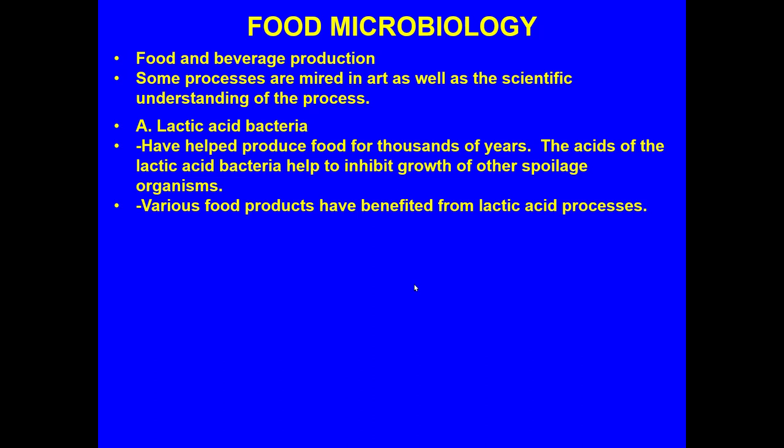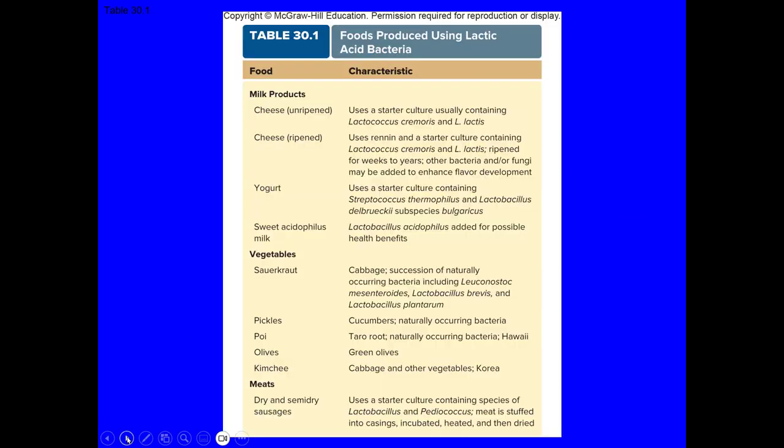First off, lactic acid bacteria. Now, these have helped produce food for basically thousands of years. And they know this for a fact because in some cases they will look at some of the pottery and such, which are really what? A container. And they'll see various remnants of food or other materials. So the acids of the lactic acid bacteria are going to help inhibit the growth of other spoilage organisms. And various food products have benefited from lactic acid processes. If you look at this chart, you will see a variety of foods produced using lactic acid bacteria.